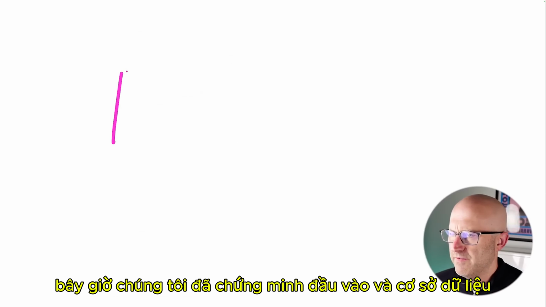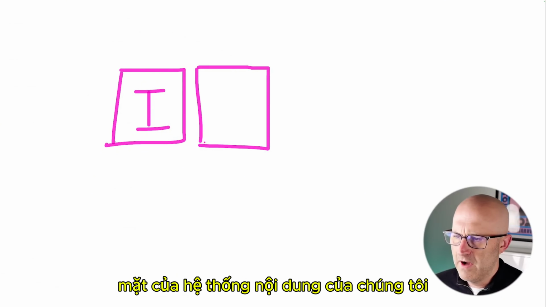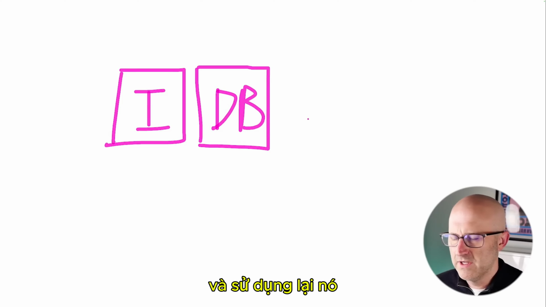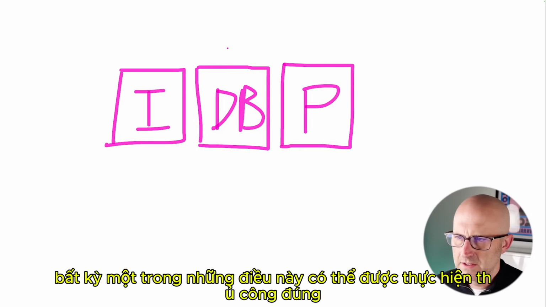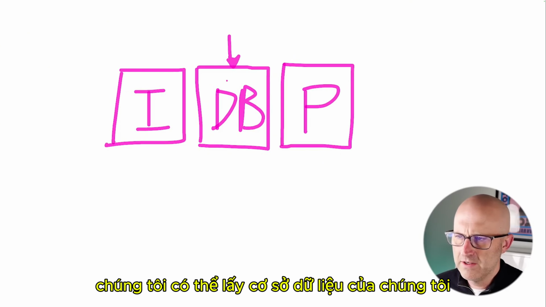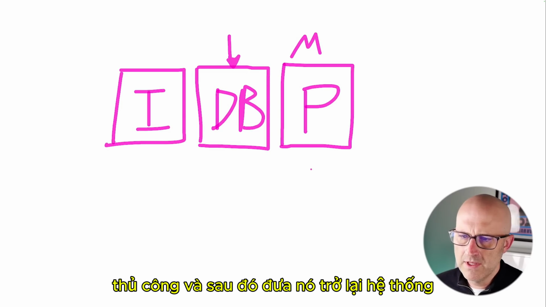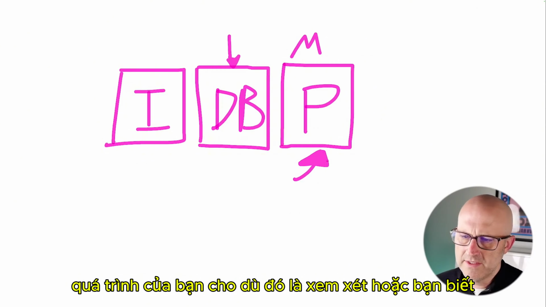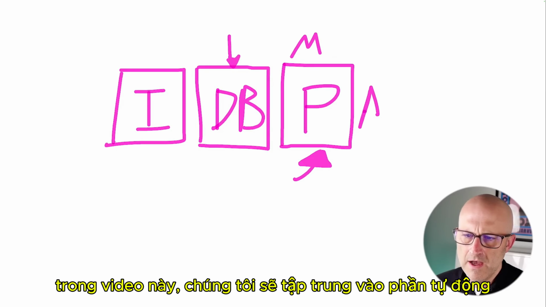All right, cool. So now we have demonstrated the input and the database side of our content system in order to just multiply our content and reuse it and repurpose it. Now we need to start talking about production. And obviously when it comes to production, any one of these things could be done manually, right? We could take our database, we could take text, video, images, and somebody could produce something manually and then put it back into the system. And I think that's always an important part of your process, whether it's review or adding on or whatever that might be. That's an important part. In this video, we are going to focus on the automated part.